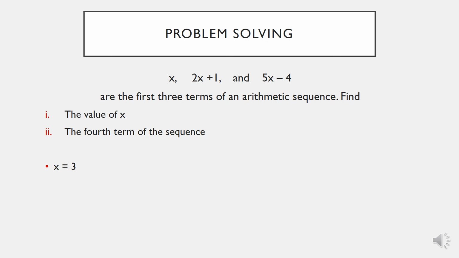Okay, so to do that, we're going to use what we know as x now to make our pattern, our sequence. So if the first term is 3, the second term is 2 3's plus 1, which will be 7, and the third term is 5 3's take 4, which is 11. So that's our pattern. You can see that the common difference is 4. So the next term, the fourth term in the sequence, should be 15.